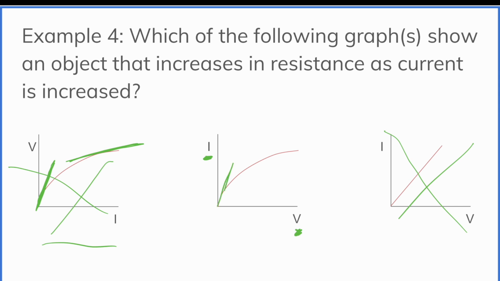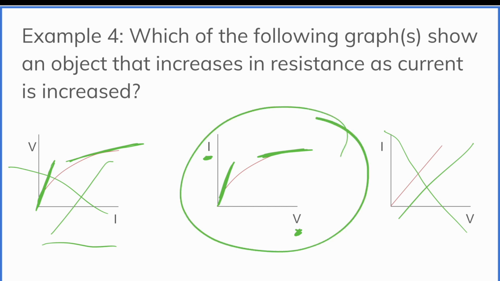So if we start with a high slope here, that means the resistance is low, and then a low slope here means resistance is higher. So this is the correct answer here.